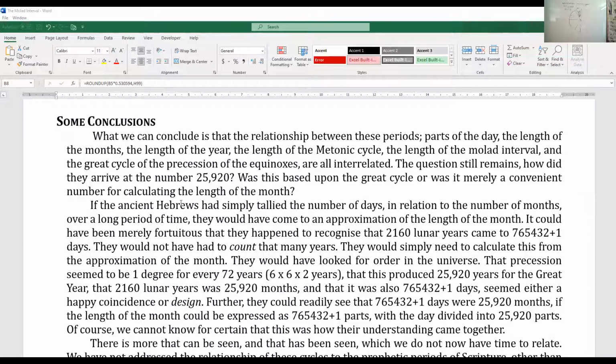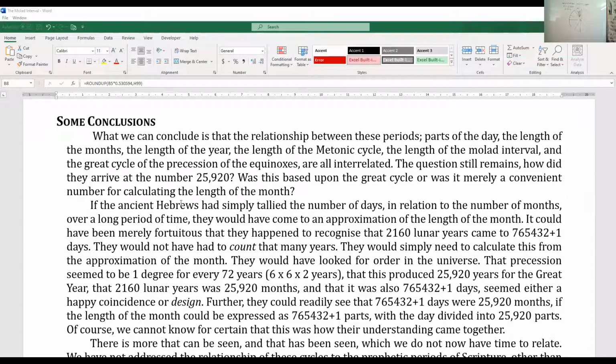They would have looked for order in the universe. That precession seemed to be 1 degree for every 72 years, 6 times 6 times 2 years. That this produced 25,920 years for the great year. That 2,160 lunar years was 25,920 months. And that this was also 765,432 plus 1 days seemed either a happy coincidence or design.